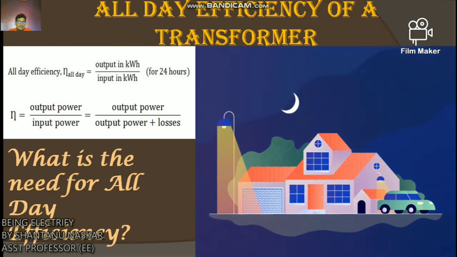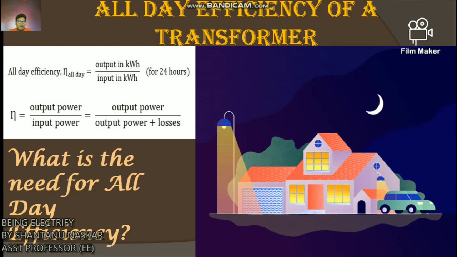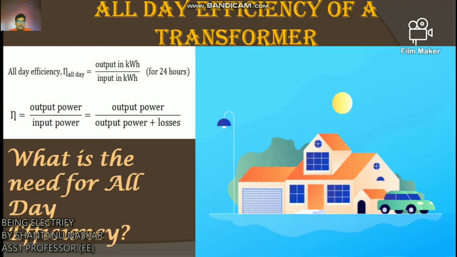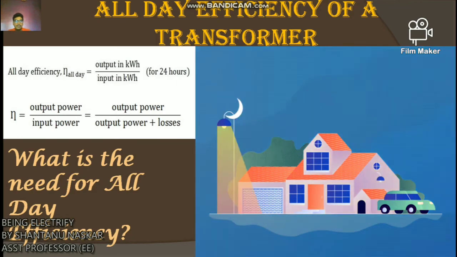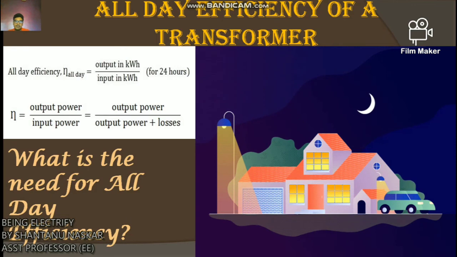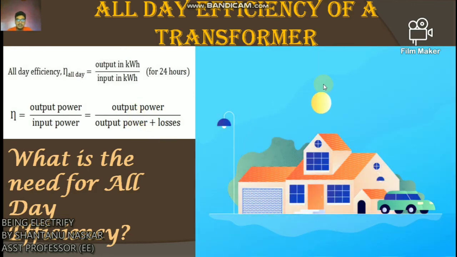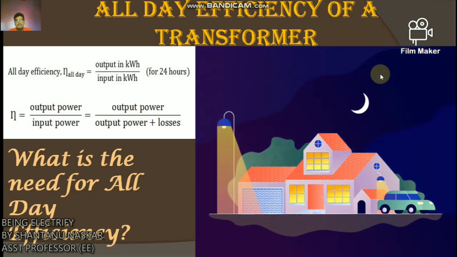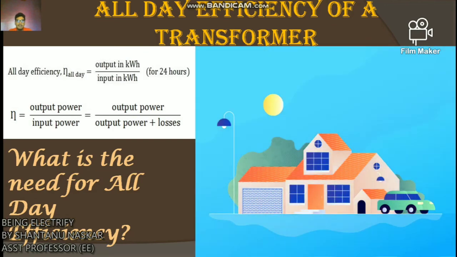All day efficiency is also known as operational efficiency or energy efficiency, which is computed from the energy consumed for 24 hours. So this is all about my lecture on transformer losses, different types of transformer losses, efficiency, maximum efficiency condition, and all day efficiency.